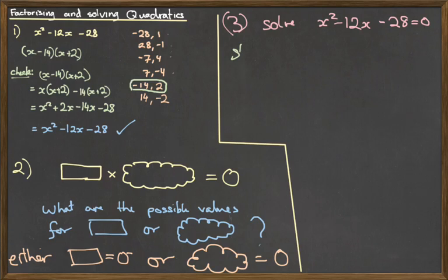Okay, so step 1, we want to factorise. We already know what it is when we factorise it because we did that in question 1. So when we factorise it, we get x minus 14 times x plus 2 is equal to 0. Right, stop there. Hold your horses. Keep your hats on. Let's think about this. So we have something, x minus 14, times something else, x plus 2, is equal to 0. Now, this is where it gets clever.